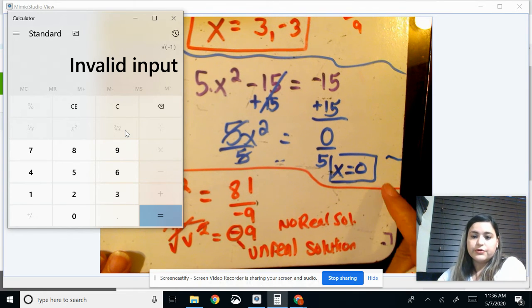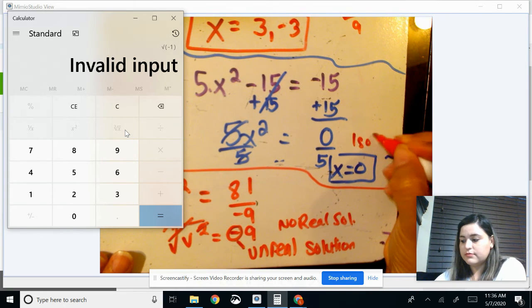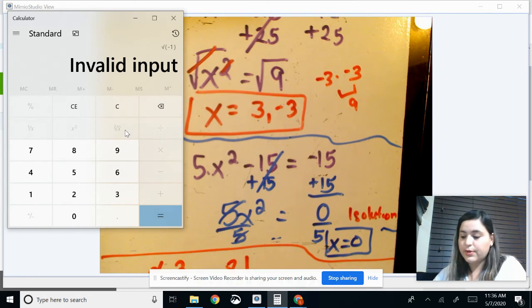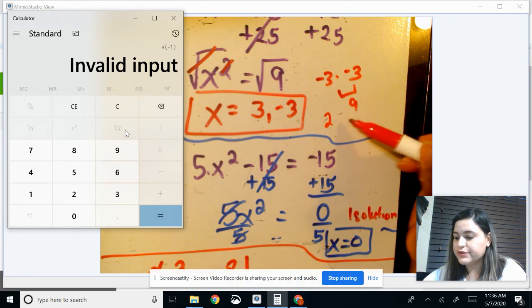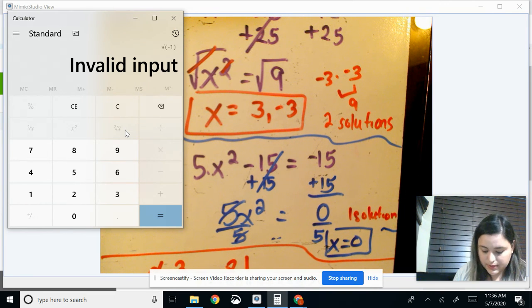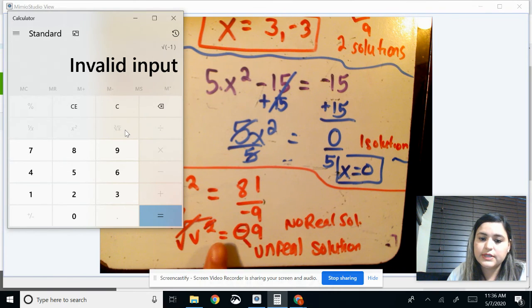When you have a 0, that's 1 solution. When you have a positive number, you have 2 solutions. Okay, keep that in mind. When you have a positive, 2 solutions. When you have 0, 1 solution. When you have a negative number, that's an unreal solution, so it's no real solution.